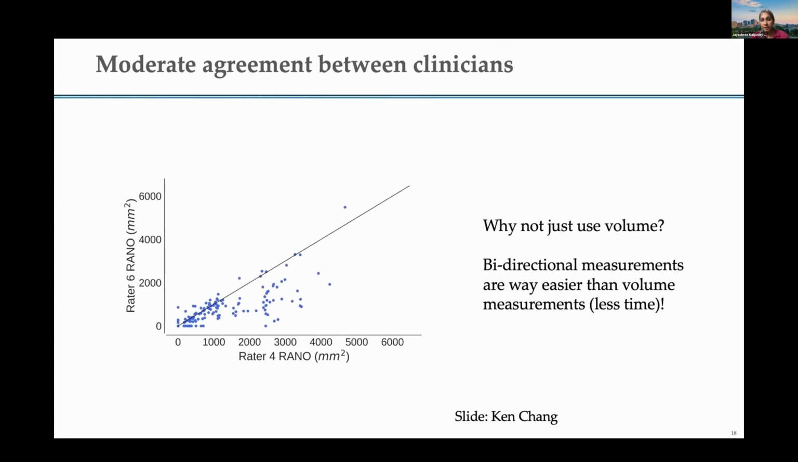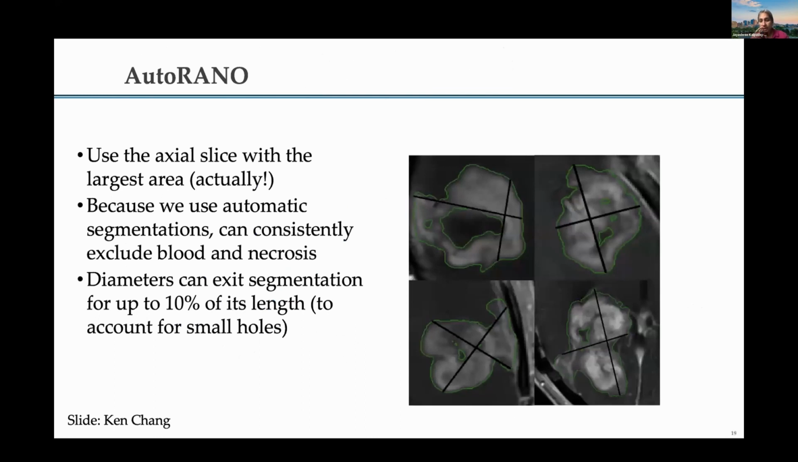In terms of the assessment of this particular way of measuring tumor burden, if we ask two people who are in the same institution who sort of work together a lot, and therefore we expect them to have much more agreement with each other, we find that even there, there's only sort of moderate agreement between the raters.